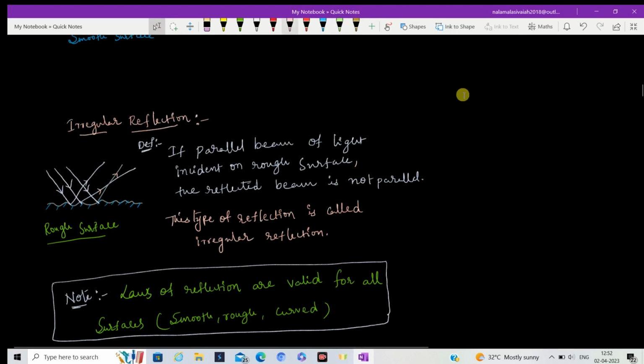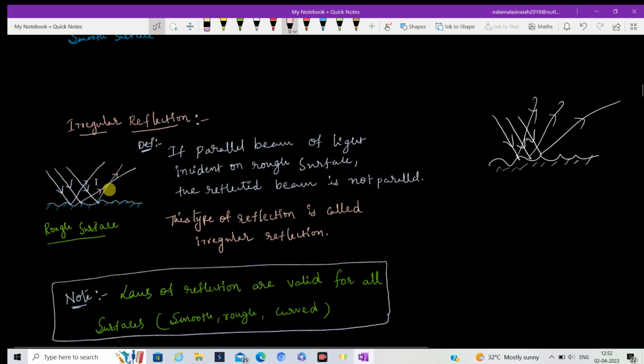What is irregular reflection? You can take a rough surface. This is a rough surface. So a parallel beam of light is incident on the surface. Then the reflected beams are not parallel to each other. They will go in different directions. So rough surface, you can observe here.